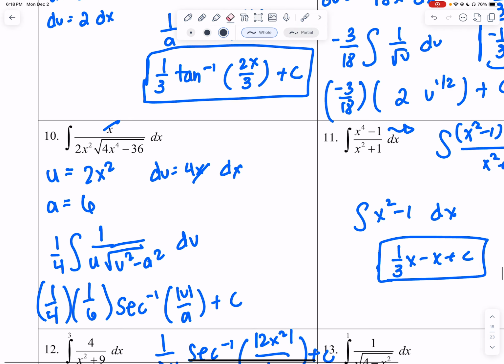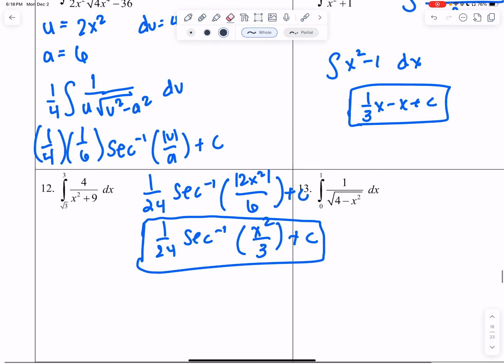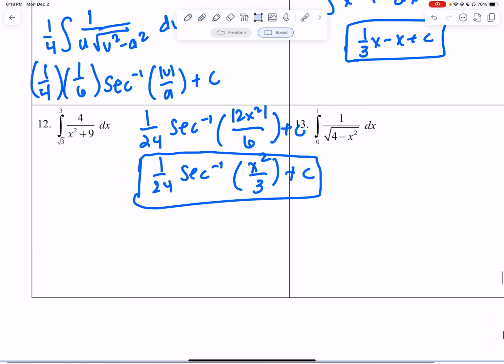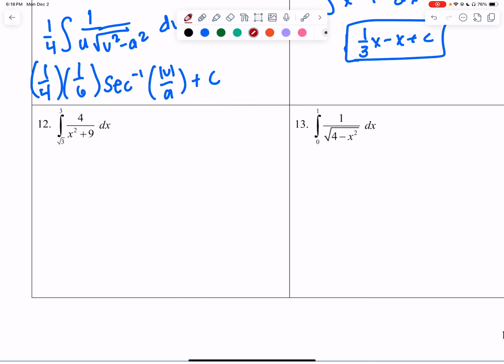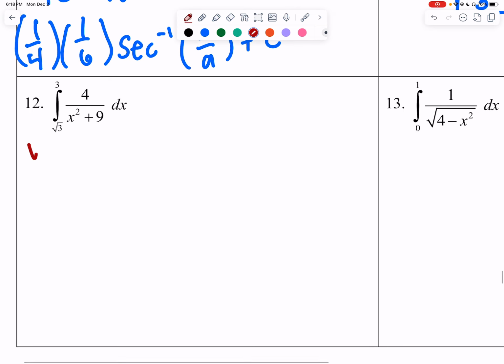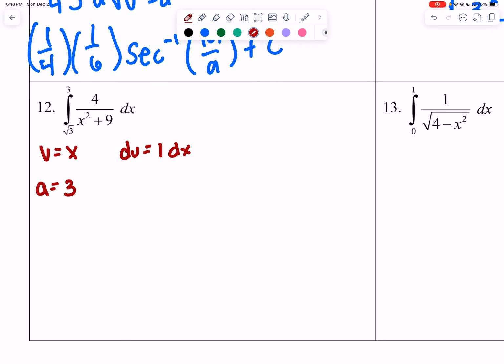8 through 11 were indefinite integrals. For 12 and 13, we have definite integrals where we are going to have to change our bounds. So make sure that whenever we change our bounds, we substitute in terms of u. So for number 12 here, I have 4 over x squared plus 9. I am going to think about what this looks like. This looks like an inverse tangent, where u is x, and then a is 3. Now if u is x, then du is just going to be 1 dx. And lucky for us, because u is x, we don't have to change our bounds.